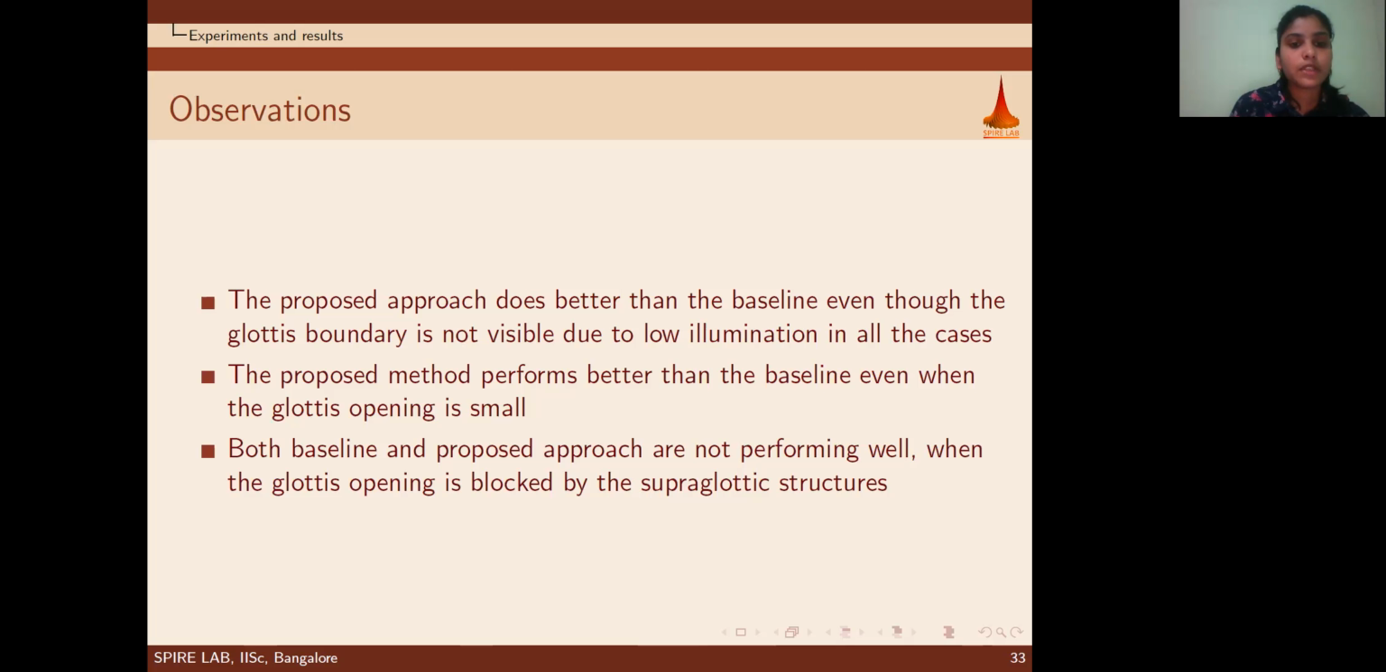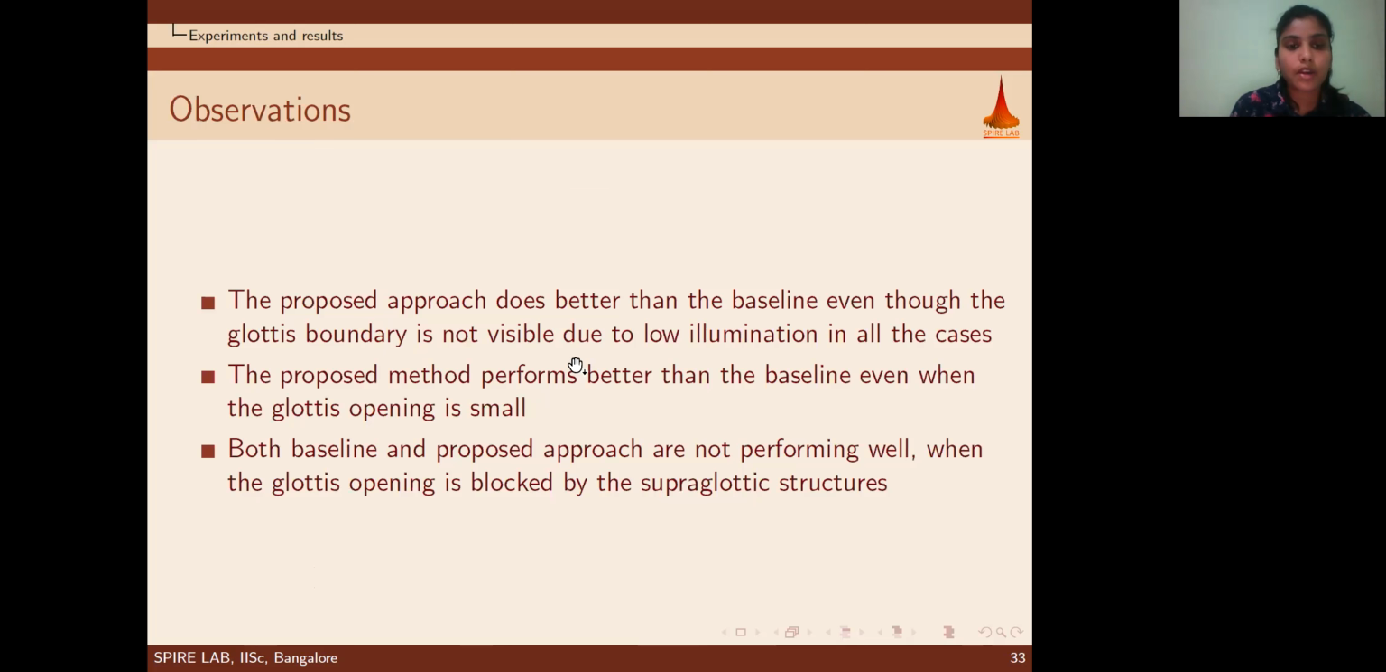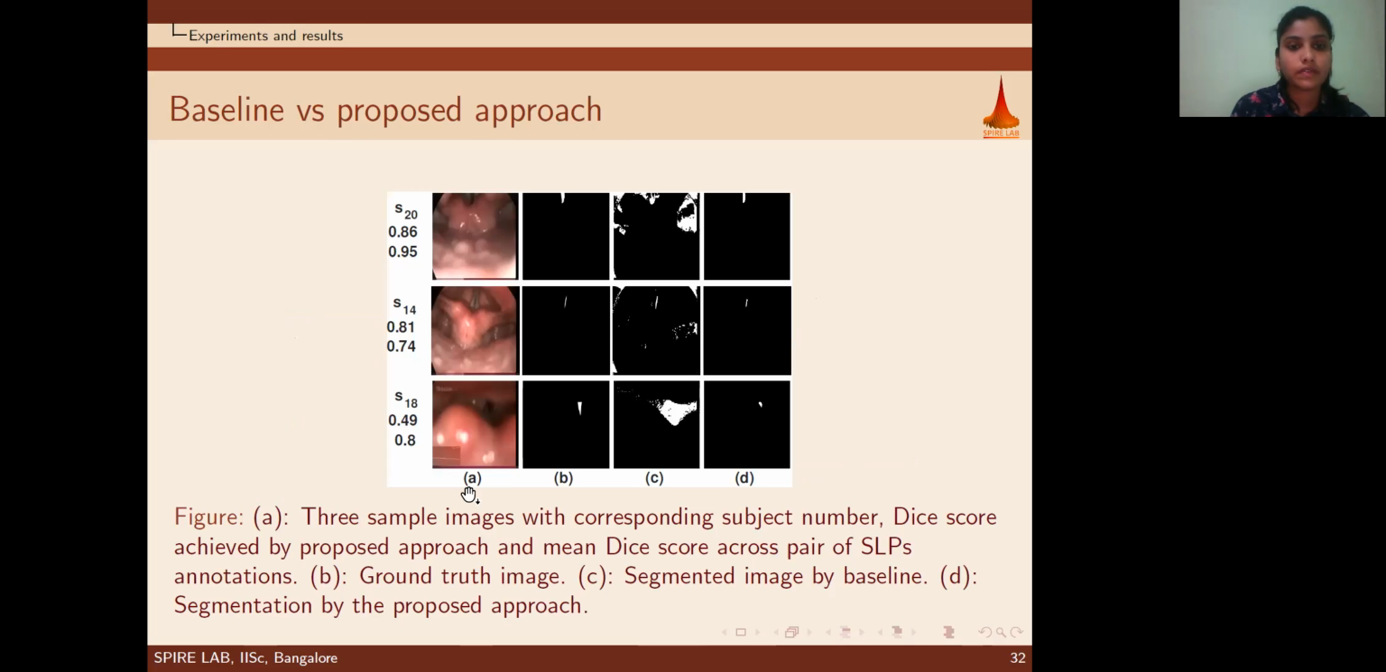From the figure, it is observed that the proposed method performs better than the baseline even when the images are affected by poor illumination in all the cases. And it also performs better even when the glottis opening is small, as seen in subject 14, while it performs poorly in the case of the baseline approach. The proposed method is not performing well for the image in the last row, where the glottis opening is blocked by the supraglottis structure.